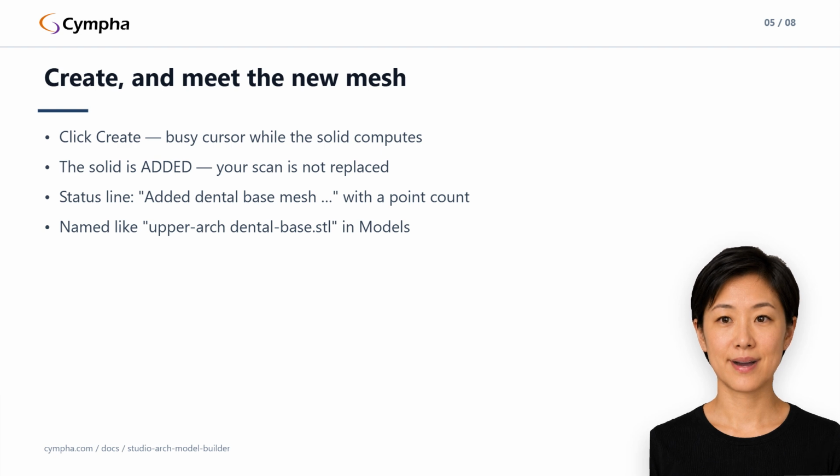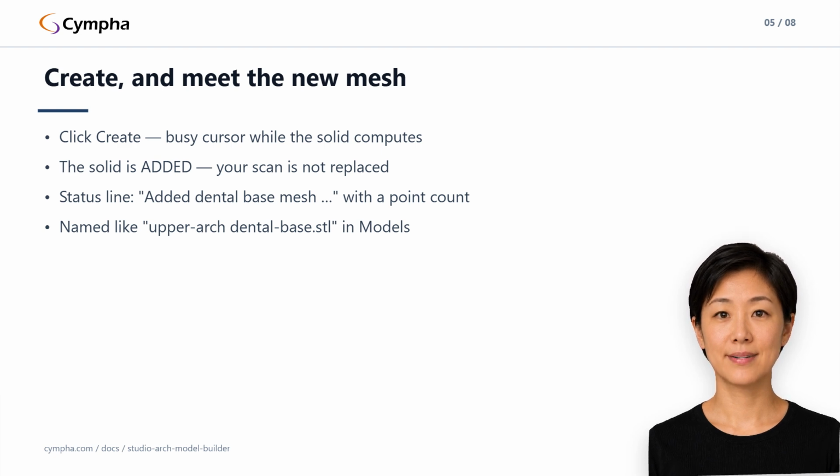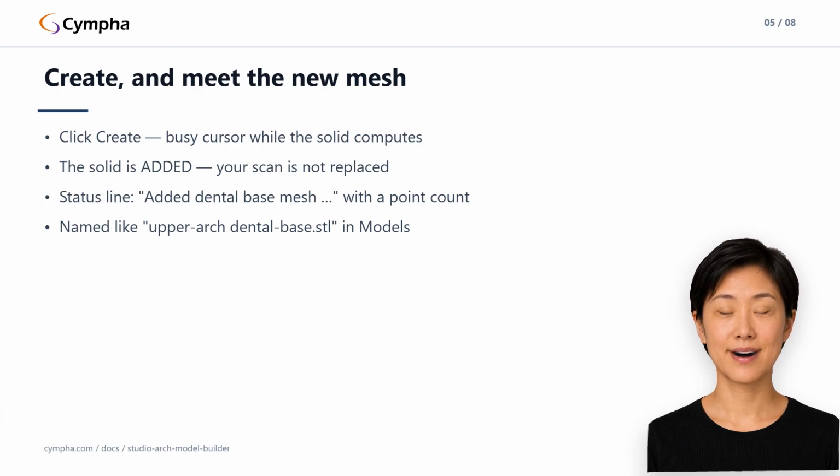In the models list on the top toolbar, the new mesh appears with a derived name, typically the source name with "dental base" appended, like "upper arch dental base," and a unique numeric suffix if that name already exists. Because they're independent, you can toggle the 2 meshes separately from the models list or the eye icon, and usually you'll hide the original shell and keep just the solid for export.